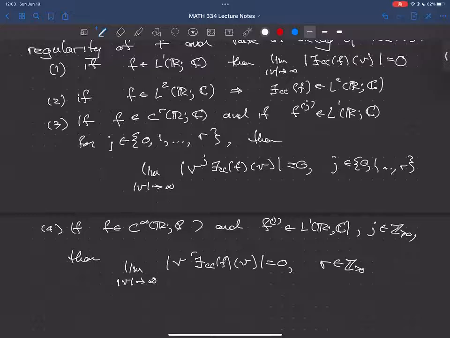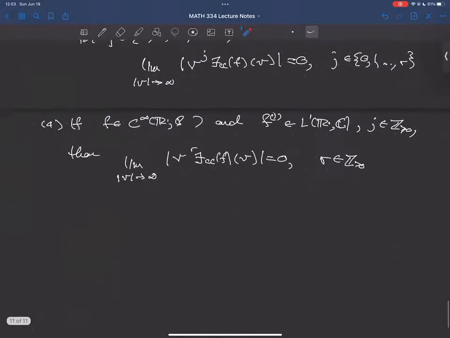Okay, and so the point is that more regularity, which is kind of what's happening here, gives you faster decay of the transform. That's the punchline to that discussion.